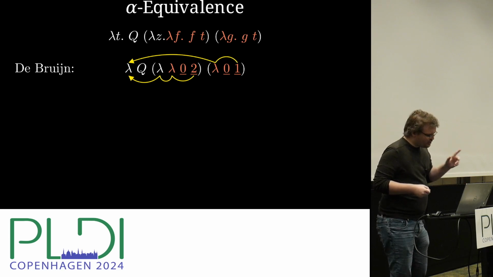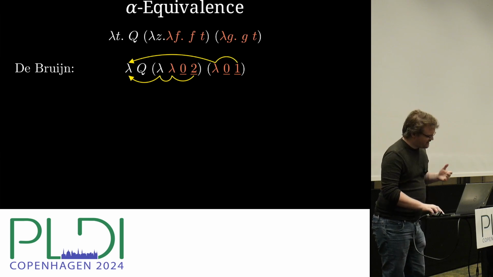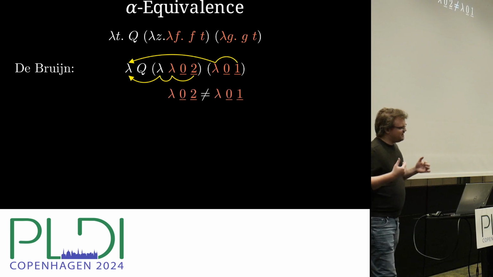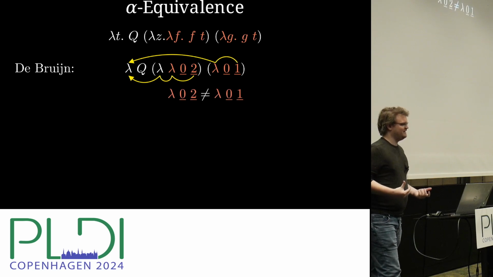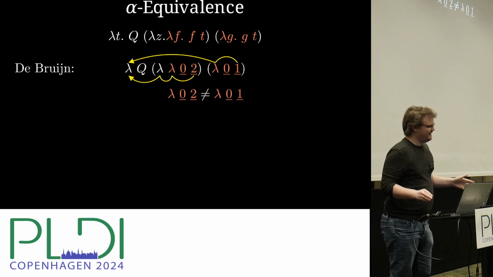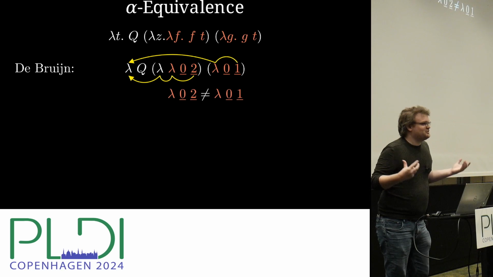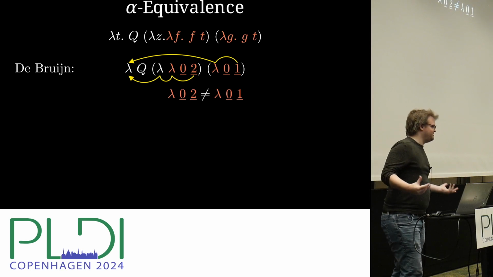So these 2 objects are the same, but they have different encodings, and as a result, these 2 subterms are not equal when encoded as De Bruijn indices. And that's not what we want. It's problematic. And this is really surprising to me, because I thought we could just use the De Bruijn indices and then we're done.